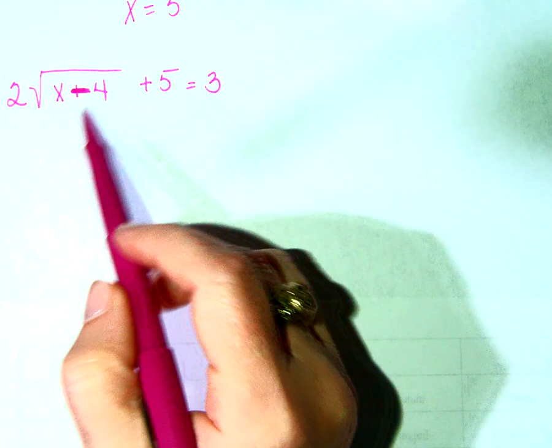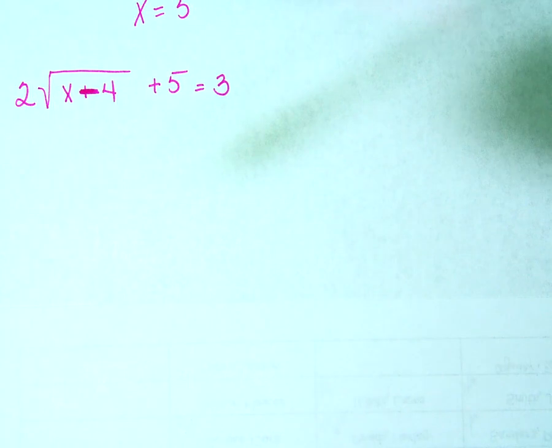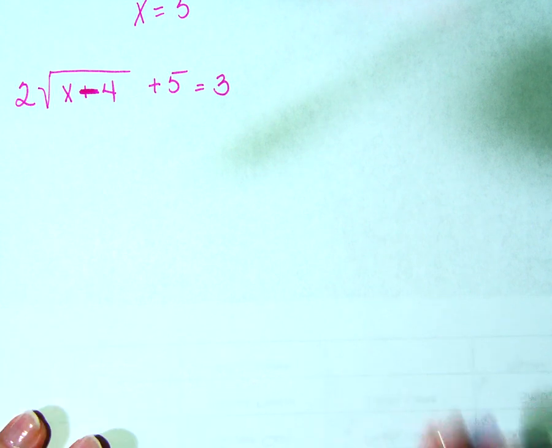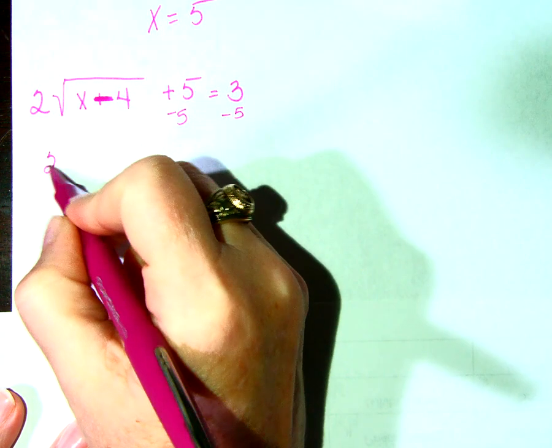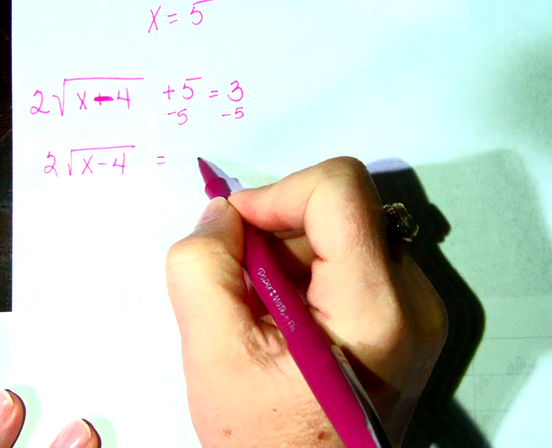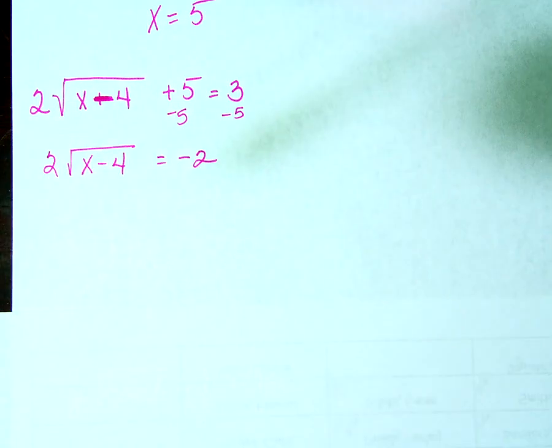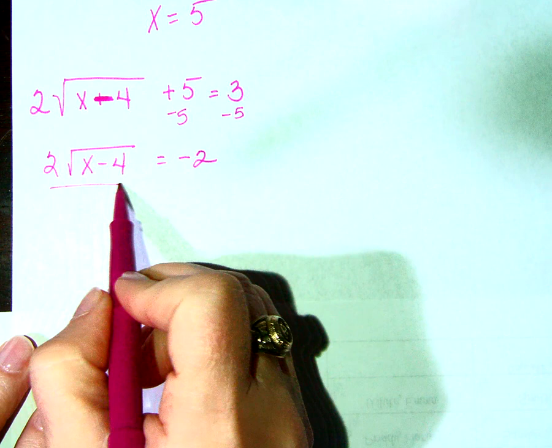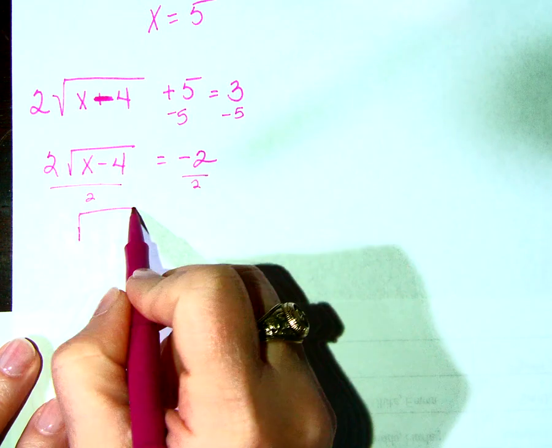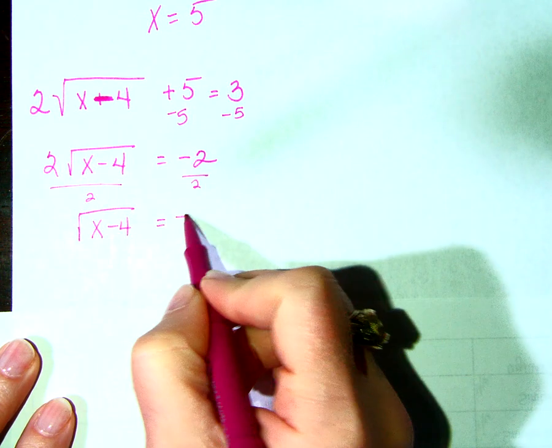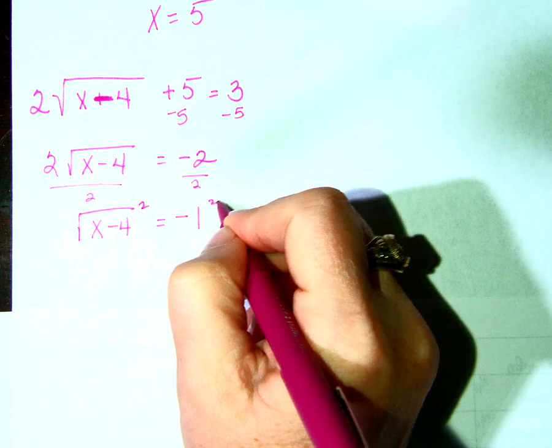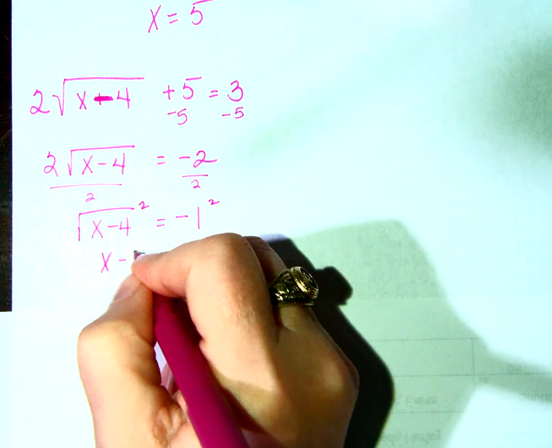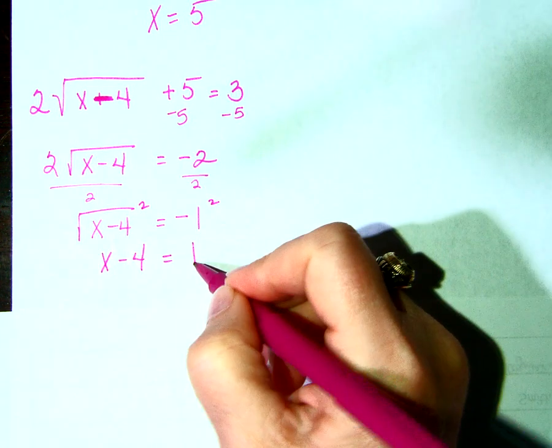2 times the square root of x minus 4 plus 5 equals 3. If our first goal is to isolate the root or the radical, what do I do first? Subtract 5. Okay, I'm okay with that. So 2 times the square root of x minus 4 equals negative 2. And then what? Divide both sides by 2. The square root of x minus 4 equals negative 1. Now what? Square both sides. So I get x minus 4 equals 1.